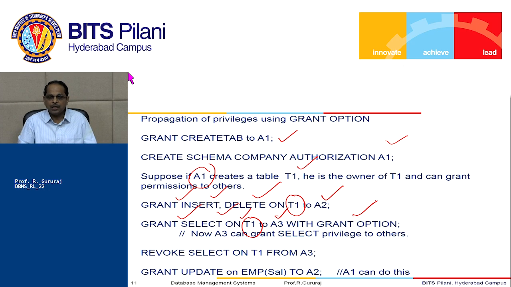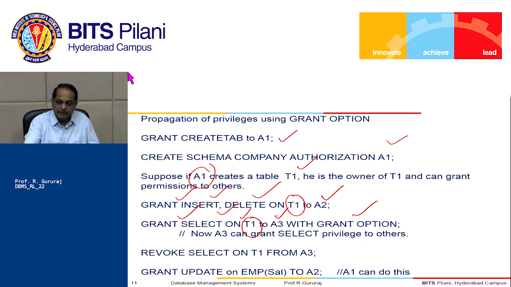Once this grant option is given or propagated to A3 by A1, who is the owner of the table T1, A3 can now grant the select privilege to others. And this grant option is given to A3 on only one operation, that is the select operation. He cannot grant permission to any other user on any other operation. Now, A3 can grant select permission on this table T1 to any other user.